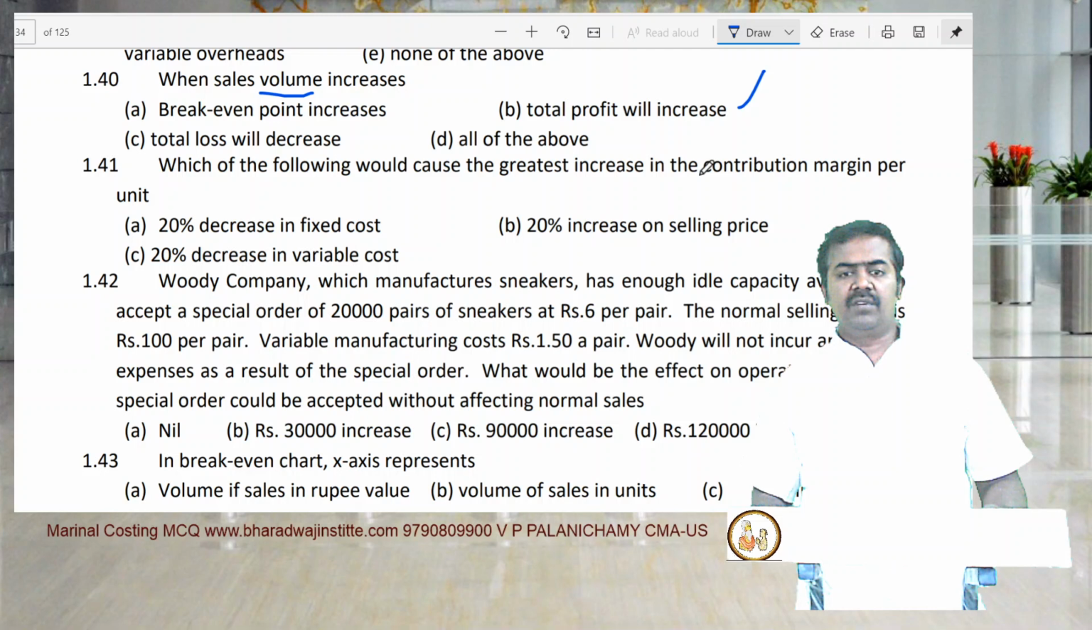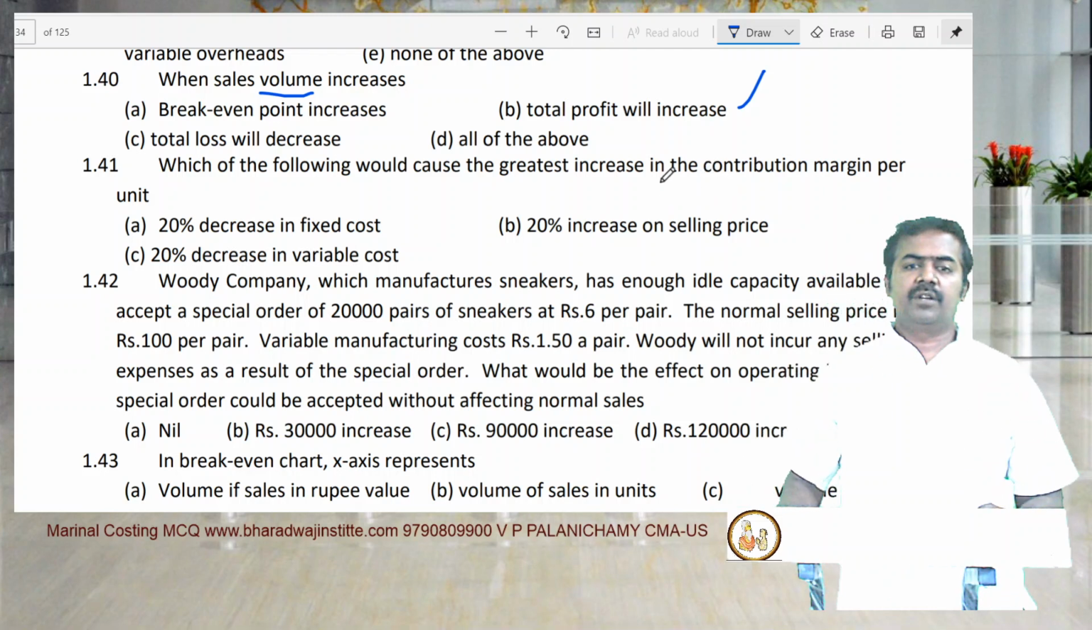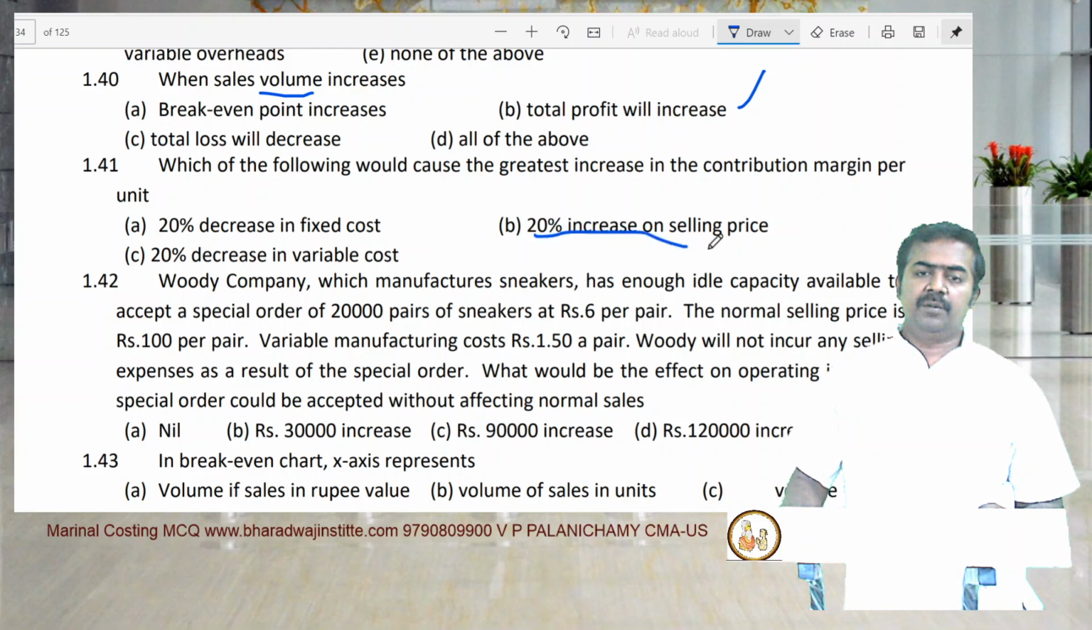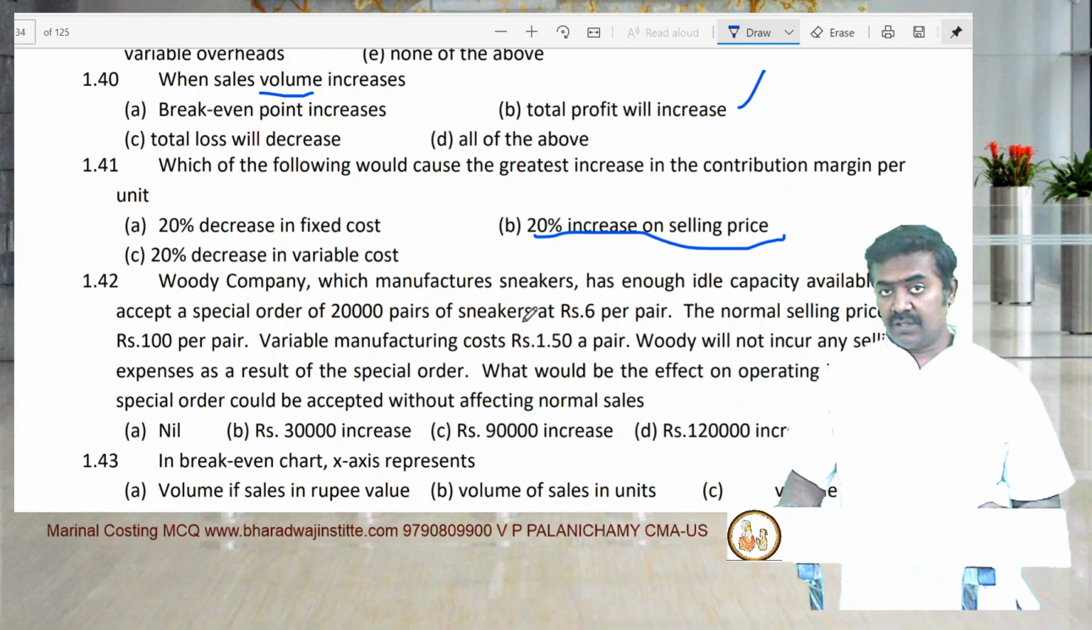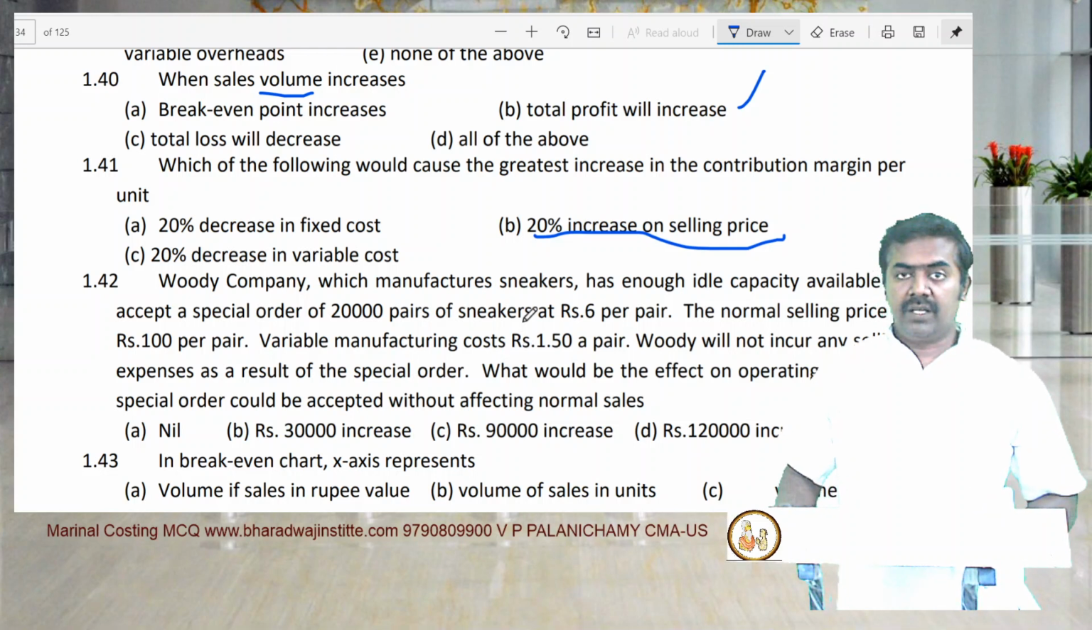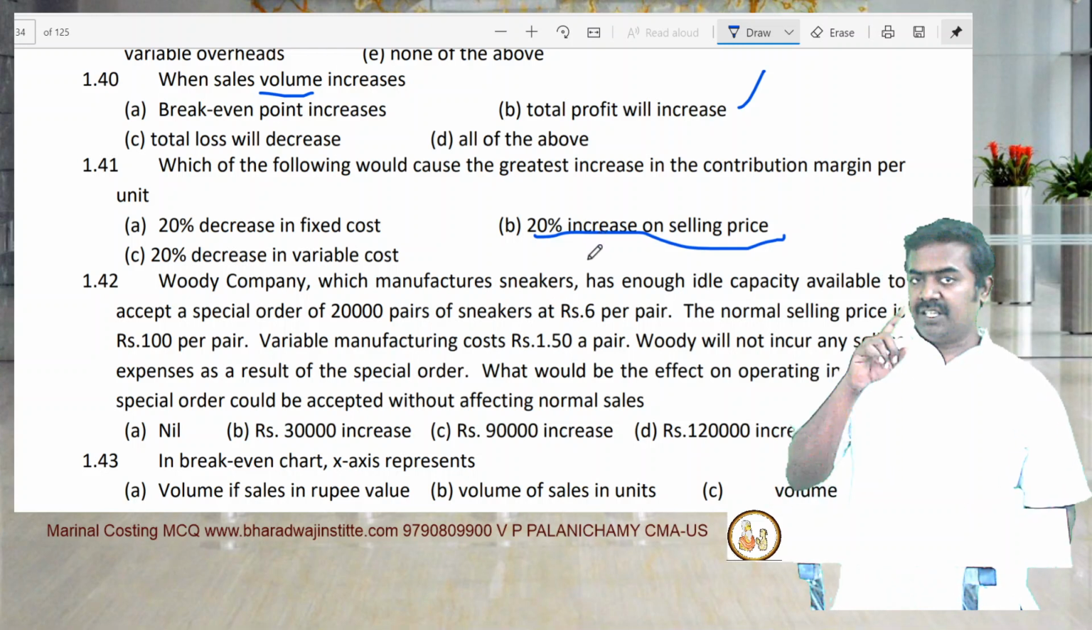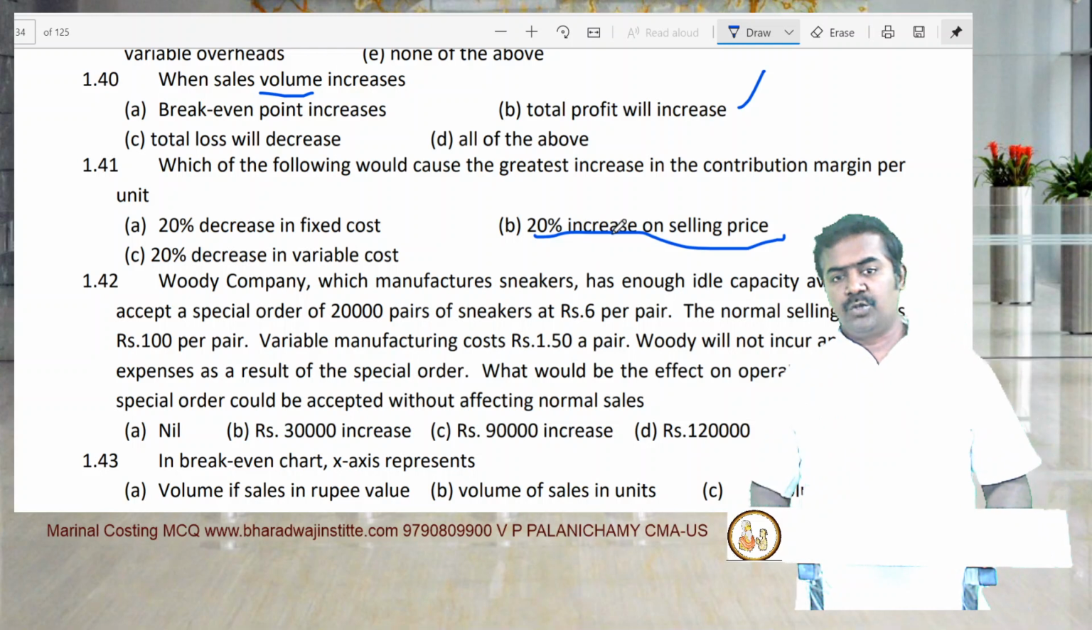Which of the following will have an increase in contribution margin per unit? When you increase the selling price, it will have a higher impact than reducing the variable cost. We had seen this as a concept question. You can refer to the last video once more, the change in fixed cost, variable cost, PV ratio, all those things. A 20% increase in selling price will have more impact than a 20% decrease in variable cost. If you want, I'll explain.